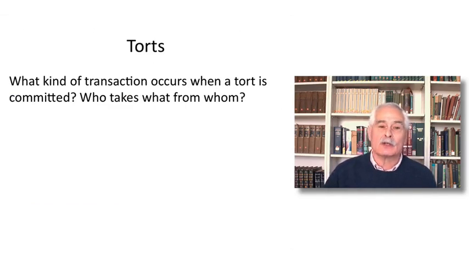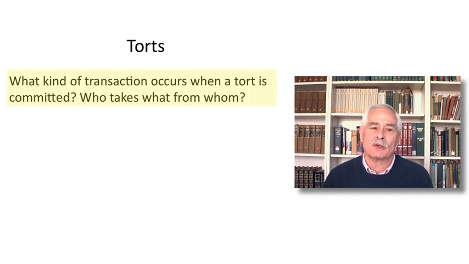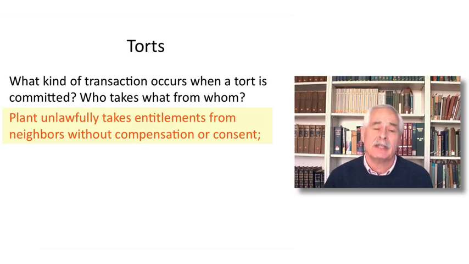So let's look a little bit more closely at the nature of torts. What kind of transaction occurs when a tort is committed? Who takes what from whom? Well, part of the answer we've already seen. A tort occurs, in these examples, when the steel or cement plant unlawfully takes entitlements to be free of these costs of pollution or costs to their good health, when the plant unlawfully takes entitlements from its neighbors without their consent and without compensation to them for the costs that they've borne. The act of seizing the entitlement is in fact the tort.